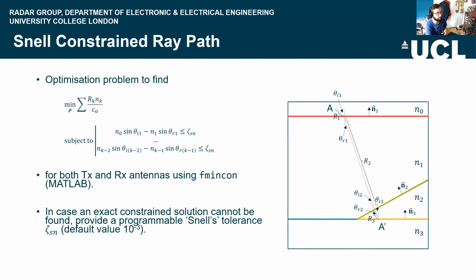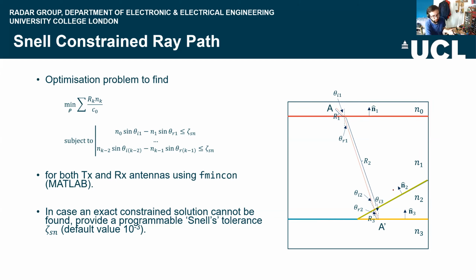So that's just the geometry for finding that constrained Snell's path. As long as we know the normal of each intermediate segment, then we can use, and all this code is written in MATLAB, the constrained function minimization function, fmincon, to minimize the travel time for each of these segments, constrained by Snell's law. And then we do that for the receive path as well.